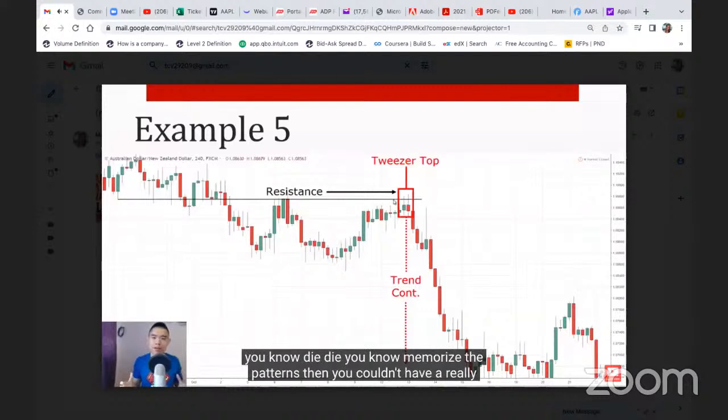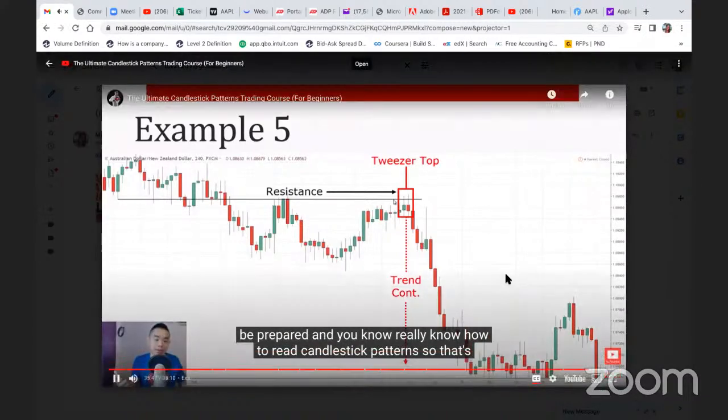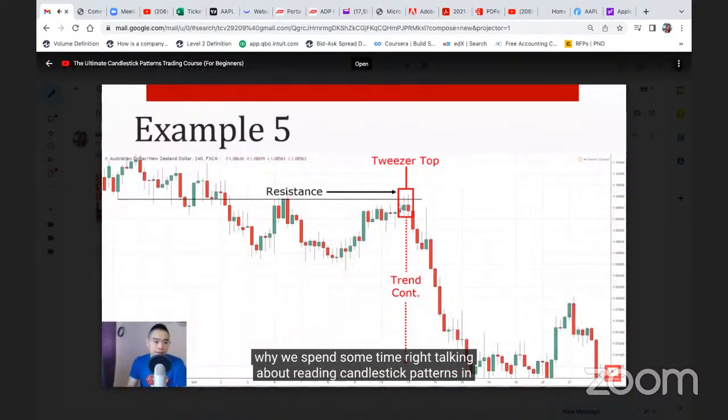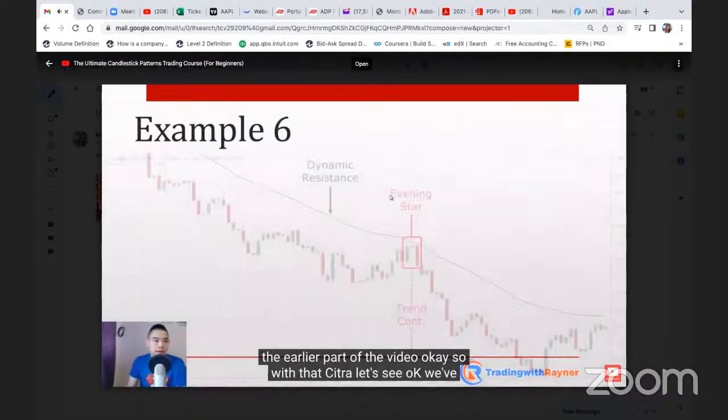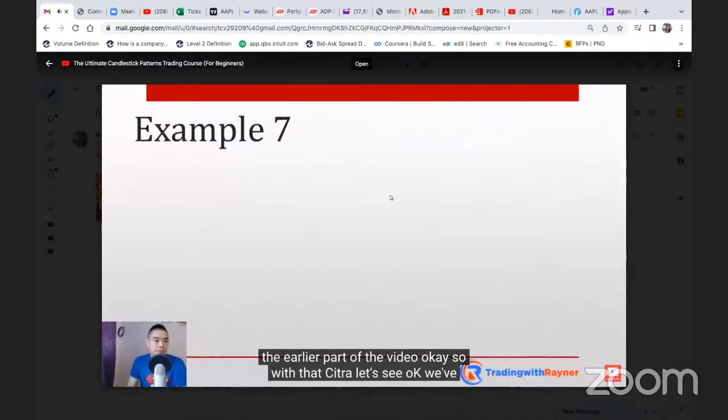So if you're the type of trader that memorizes the patterns, then you're going to have a really hard time, because the market will not give you the exact textbook setup. It always comes with variations, slight nuances and changes. So you have to be prepared and really know how to read candlestick patterns. That's why we spent some time talking about reading candlestick patterns in the earlier part of the video.